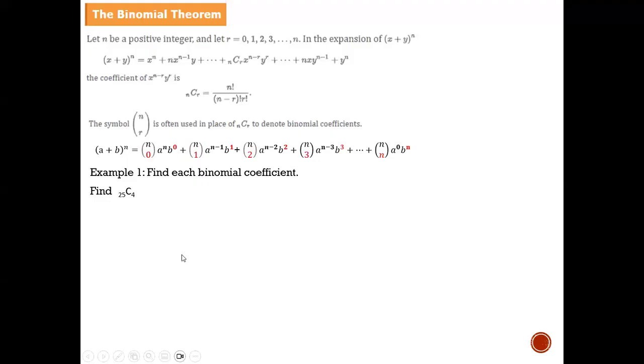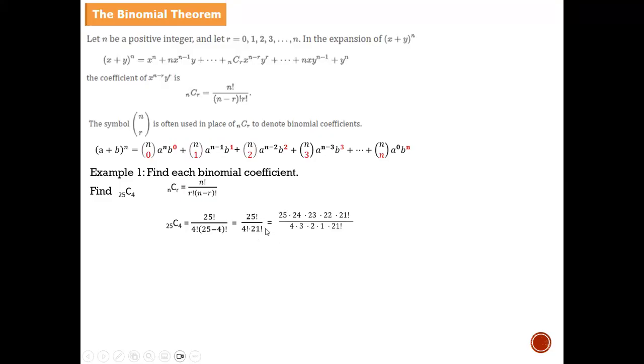So let's practice using the formula with some of these. Find 25C4. So n is 25, r is 4. Here's the formula. I'm going to plug those numbers in. n is 25, so 25 factorial over r is 4, 4 factorial. n minus r factorial, I do that first. 25 minus 4 is 21. So I get 25 factorial over 4 factorial times 21 factorial.